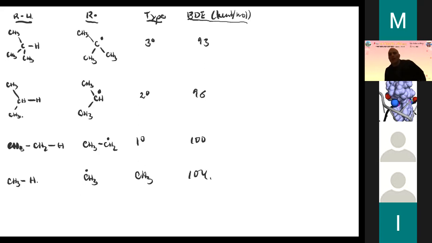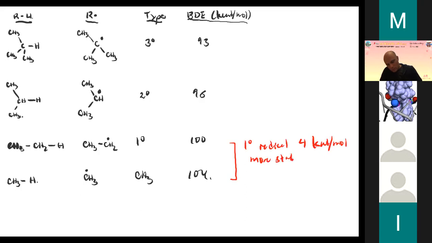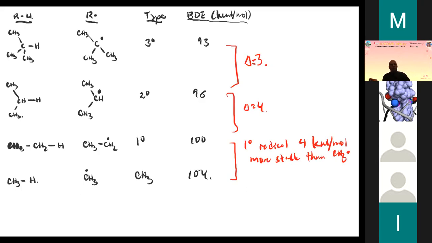What these numbers tell me, for example, is that primary radical is 4 kcal per mole more stable than methyl. The difference here is 4, the difference here is 3. Those numbers may seem small, but in reality they're not. 4 kcals is actually significant. It's a significant amount of energy.